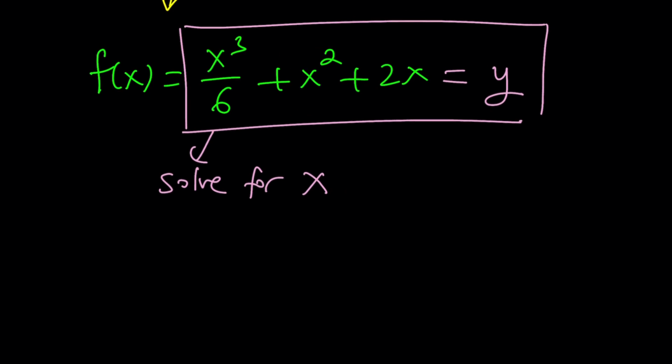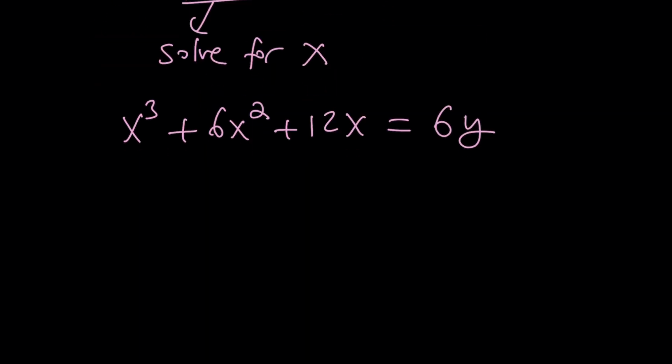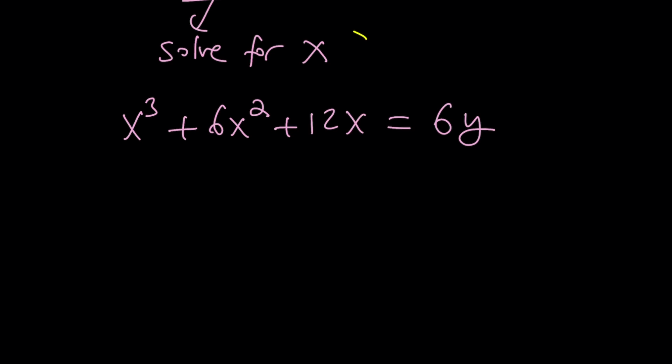Let's multiply everything by 6 because we want to get rid of the fractions. You don't want fractions. Do you like fractions? I don't. Sorry, fractions, no offense. And then multiply by 6, you get 12x, and this will be 6y. Now remember, always remember that our goal is to solve for x, okay?